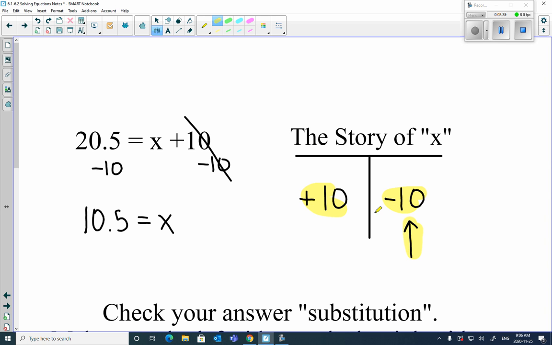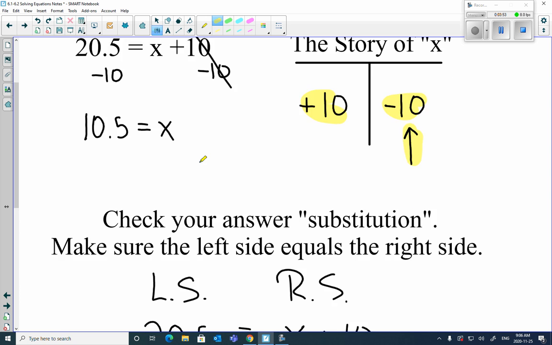Eventually, you won't have to do this story of x. You'll be able to see it and know what to do after that. So we're going to subtract 10 from both sides. 20.5 subtract 10 is 10.5. That works. Equals x. And 10 subtract 10 equals 0. They cancel each other out. So we think our answer is 10.5 equals x, or x equals 10.5. It doesn't matter how you write it. It's the same thing. You write it how you want to.